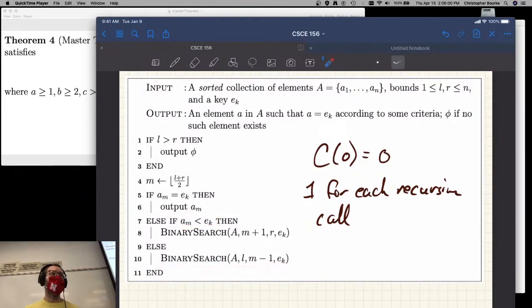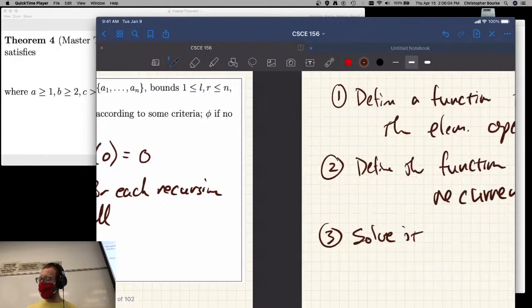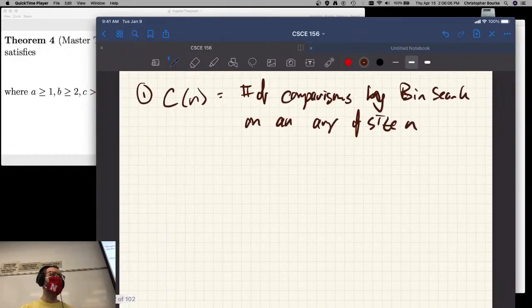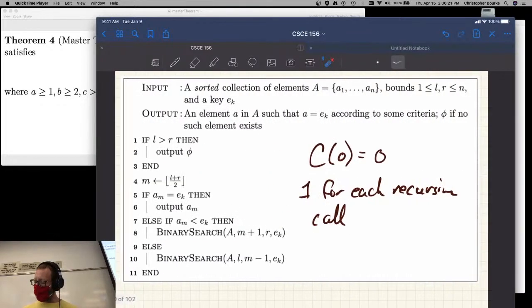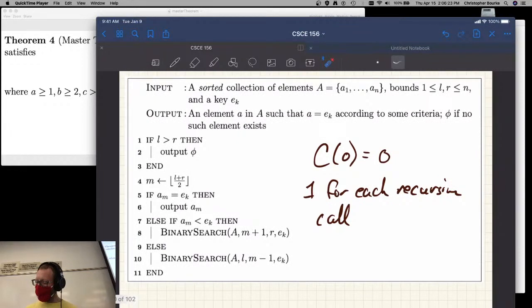Okay? So do we have a function that tells us how many comparisons a recursive call to binary search makes? Yes, that was the purpose in defining this function. C sub n is going to be the number of comparisons made by binary search on an array of size n. So look at this one in particular.